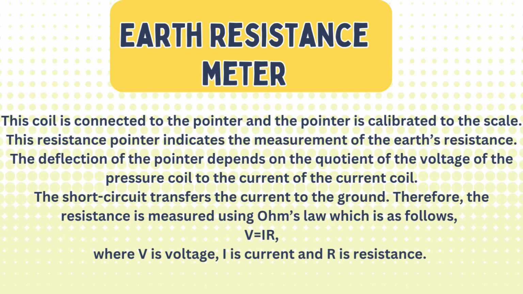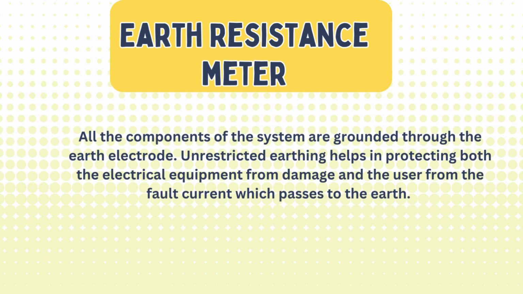Therefore, the resistance is measured using Ohm's law, which is as follows. V = I × R, where V is voltage, I is the current, and R is the resistance. All the components of the system are grounded through the earth electrode. Unrestricted earthing helps in protecting both the electrical equipment from damage and the user from the fault current which passes to the earth.